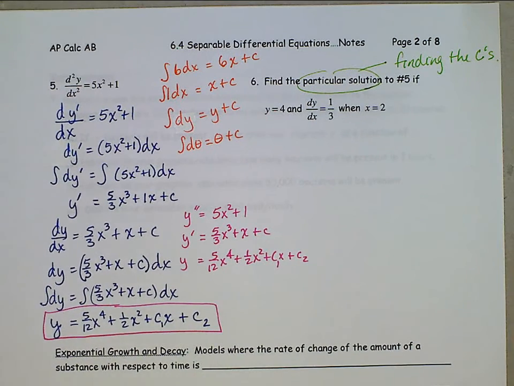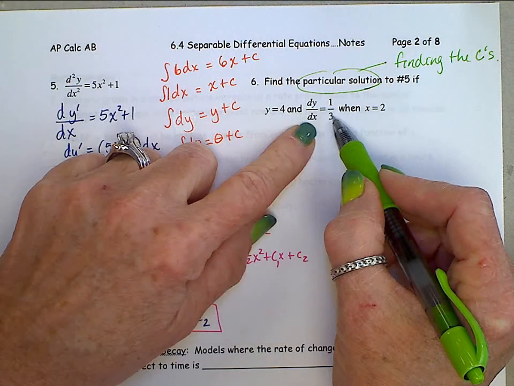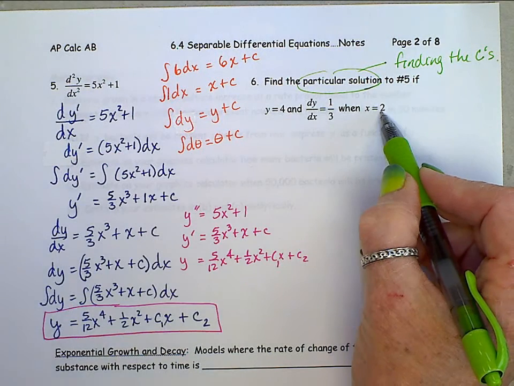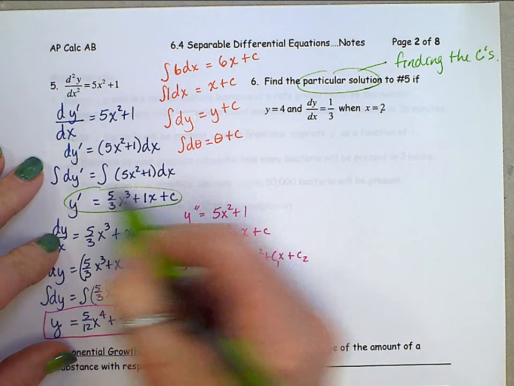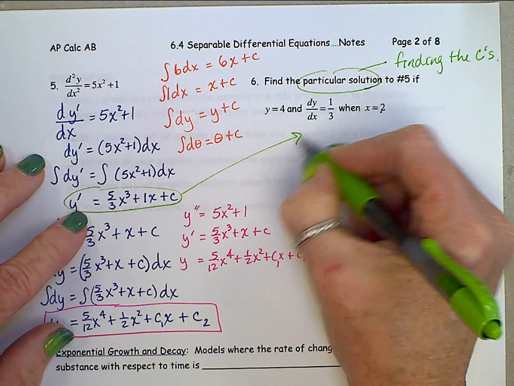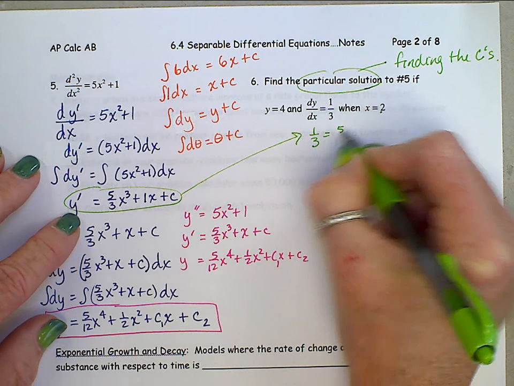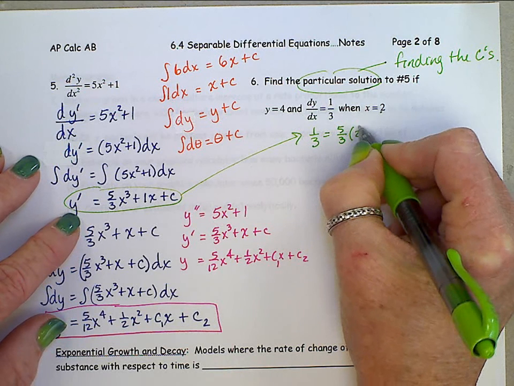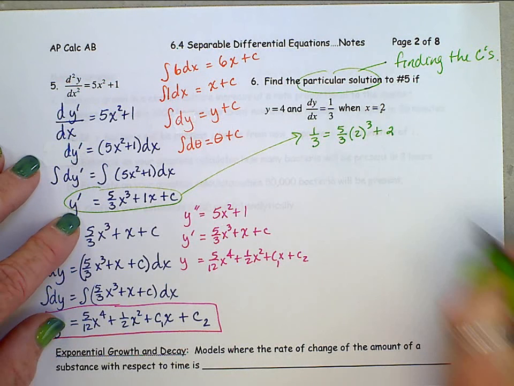All right, so we will use this information right here. y is 4 and dy/dx is a third when x is 2. So I'm going to come right here into this y prime. dy/dx, that's y prime, 1/3 when x is 2. So we have 5/3 times 2 cubed plus 2 plus a c.